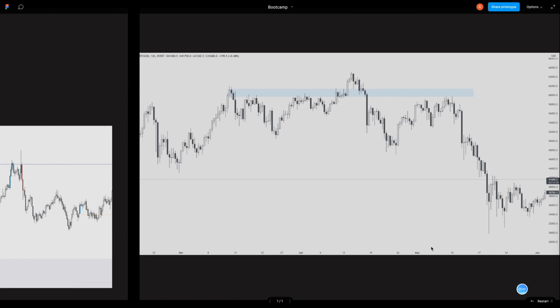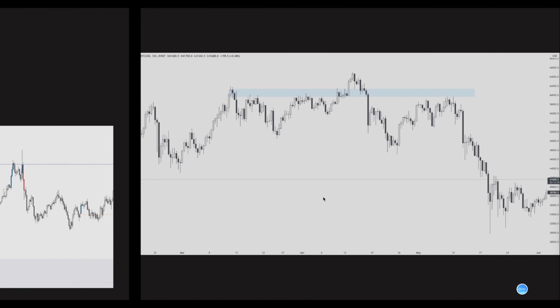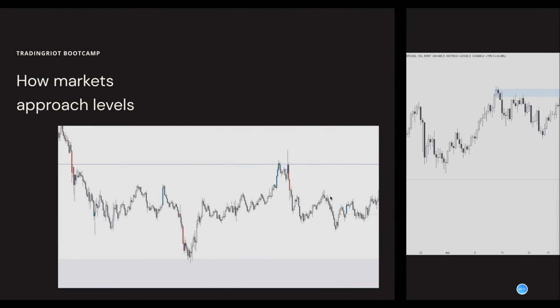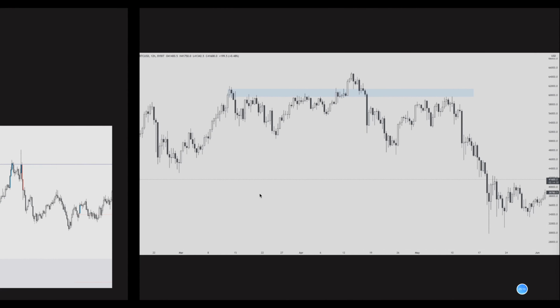Okay, so this is a simple breakdown of different price action principles and how markets are essentially moving, and now we are going to talk about more specific situations.